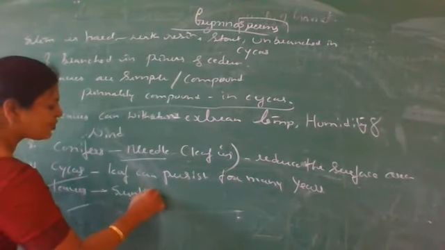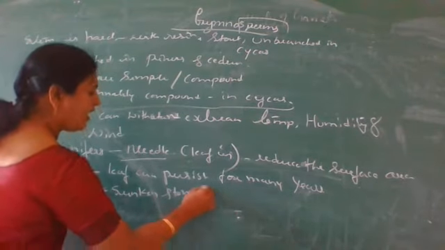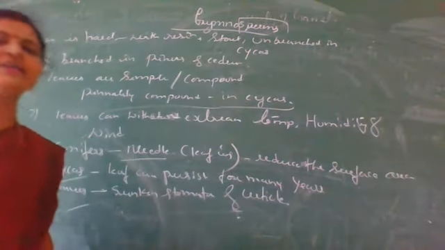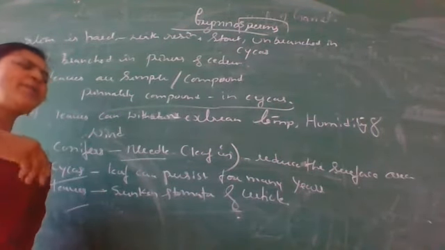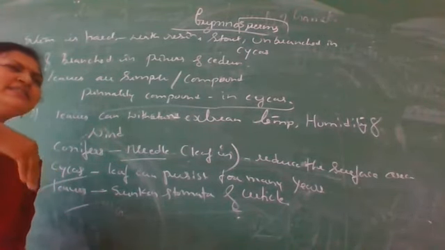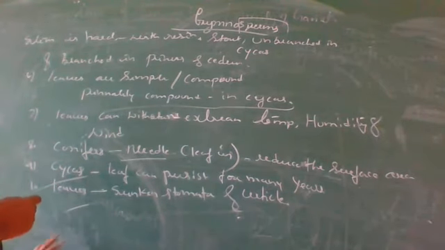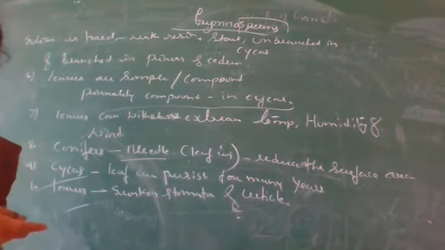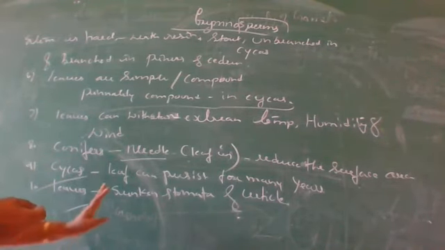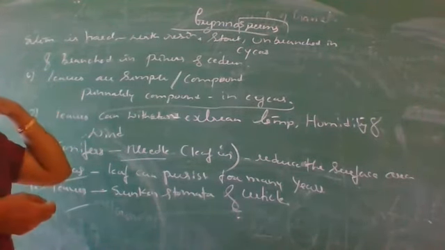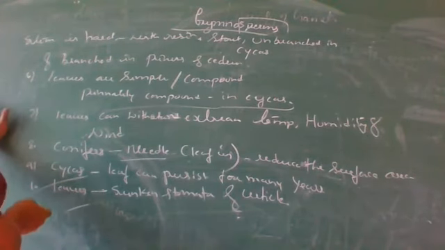sunken stomata and cuticle. Sunken means the stomata, minute pores meant for transpiration, are inserted, that is called sunken stomata, and the cuticle prevents the loss of water from the plant body. That means it prevents transpiration. That is a unique nature of these gymnosperm leaves. So here the leaves can withstand extreme temperature, humidity and wind.